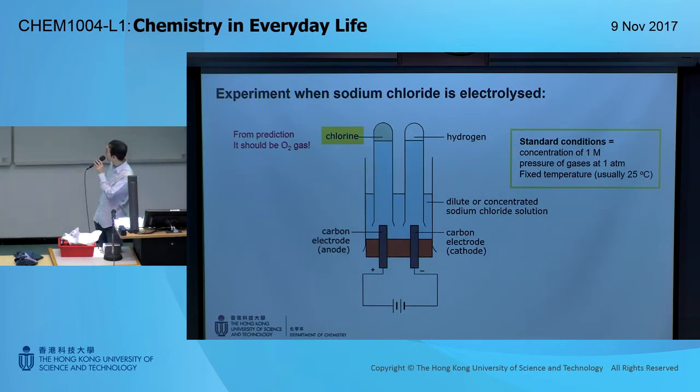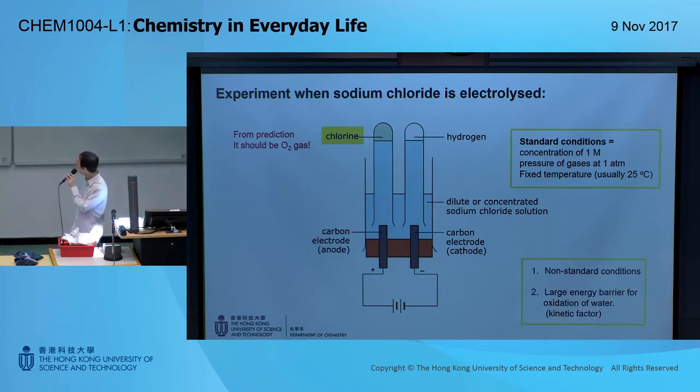Now the second, in fact, if you even take sodium chloride solution and you did everything under standard conditions, 1 M NaCl solution, 25 degrees, 1 atmosphere, you will still get chlorine gas and not oxygen gas. Okay, so it's not to do with standard conditions here. In fact, it is another factor which is to do with the energy barrier of the reaction. So this is a little bit of thinking for you to understand what governs chemical reactions.